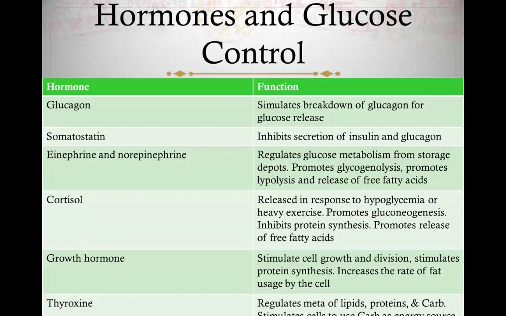In addition, somatostatin, which is part of the delta cells in the pancreas, as well as released at the level of the GI tract, if you remember in patho, inhibits secretions of insulin and glucagon. You have the catecholamines, epinephrine and norepinephrine, released by the adrenal medulla, that regulates glucose metabolism for storage, also does promote glycogenolysis.